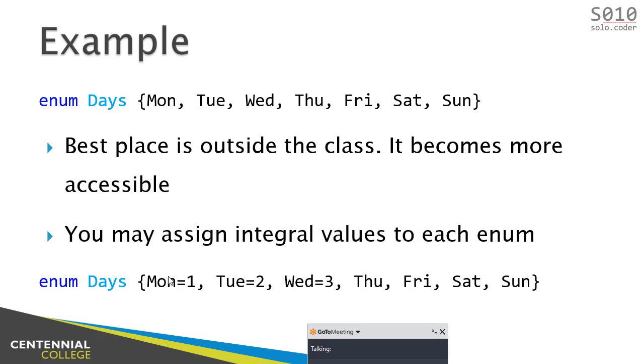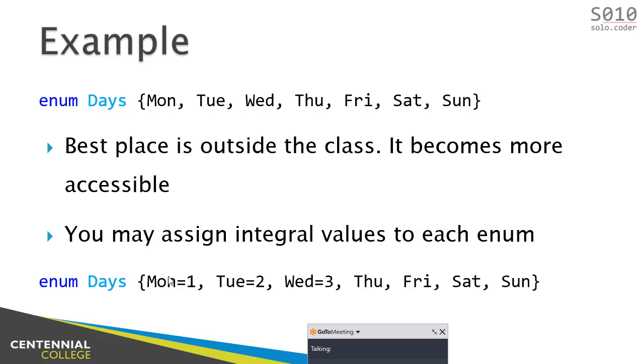So again, don't confuse enumerations with arrays, okay? An array is a collection of data. This is a type that you define, and a variable of type days can assume the value of Monday, Tuesday, Wednesday, Thursday. It has to be one of them. It's a discrete set of options.